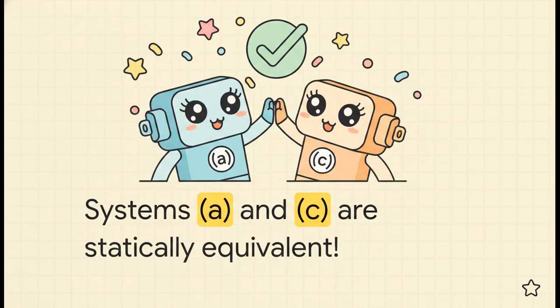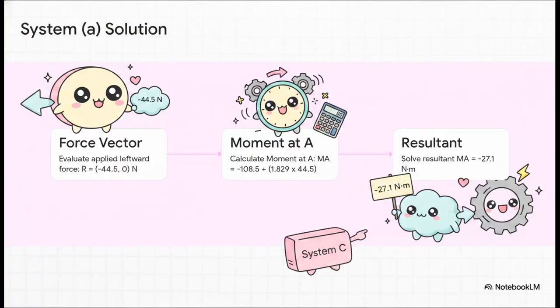And we're back. Did you run the numbers? How did you do? The answer is systems A and C are statically equivalent. Massive congratulations if you nailed that one. Grasping equivalent loads is a really huge milestone in your statics journey. So let's actually break down exactly why A and C match.